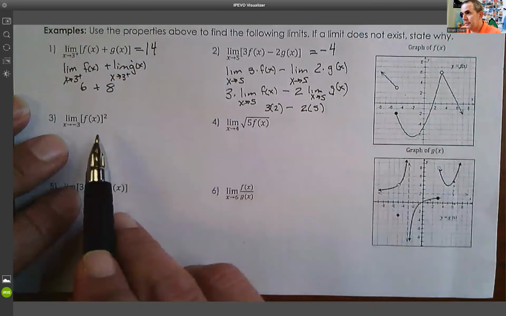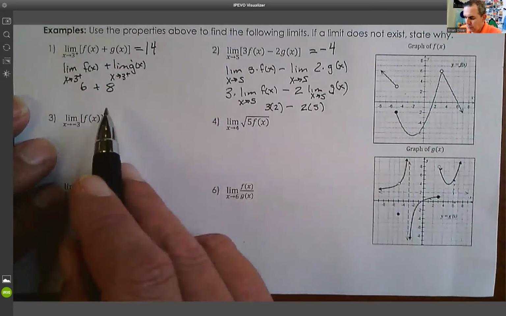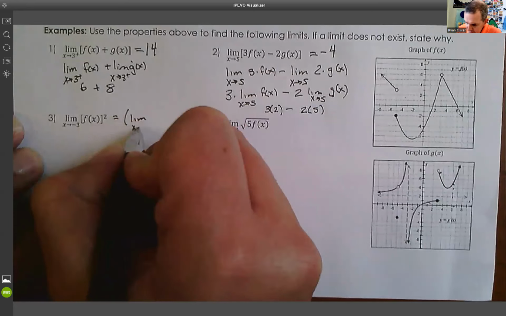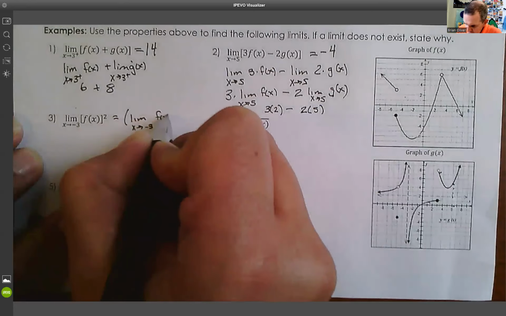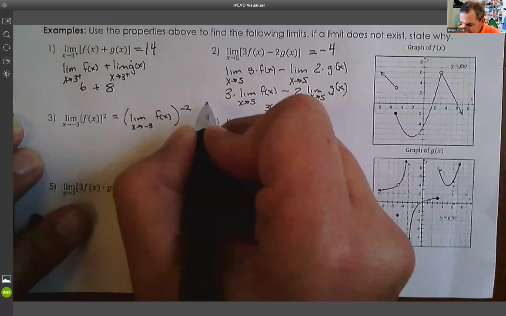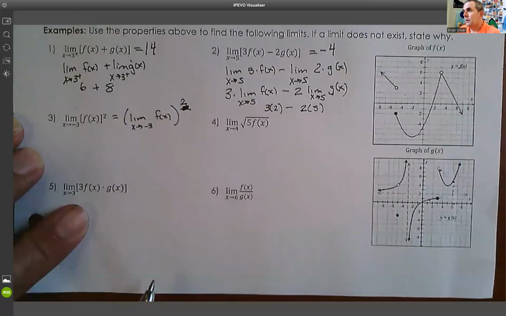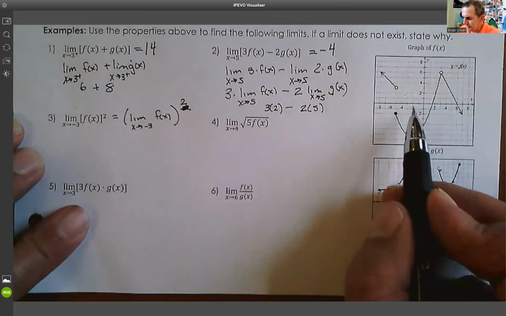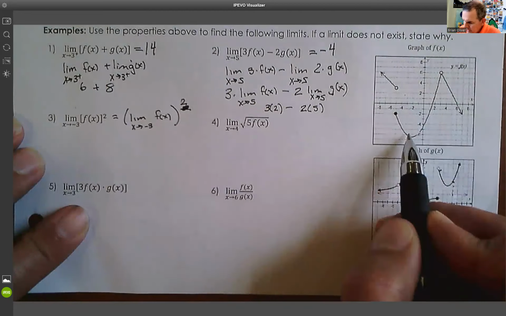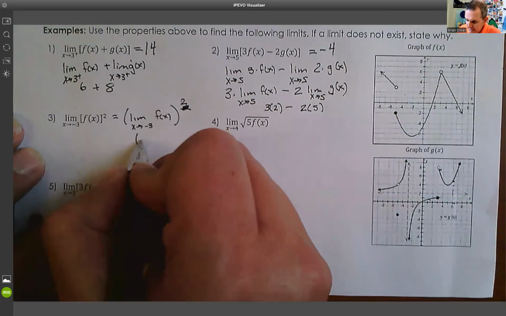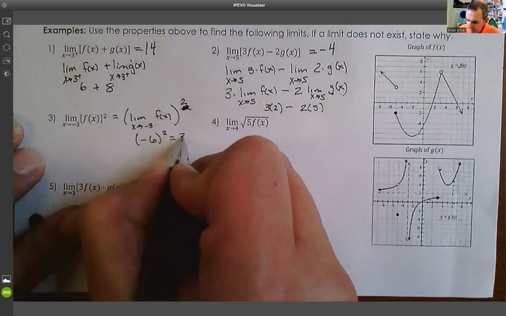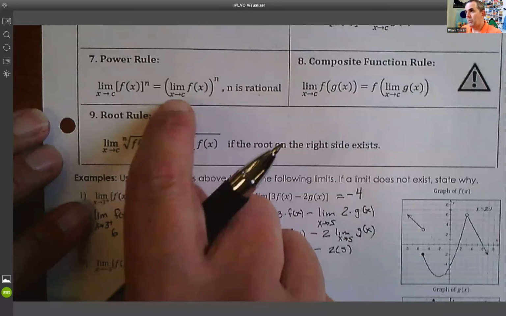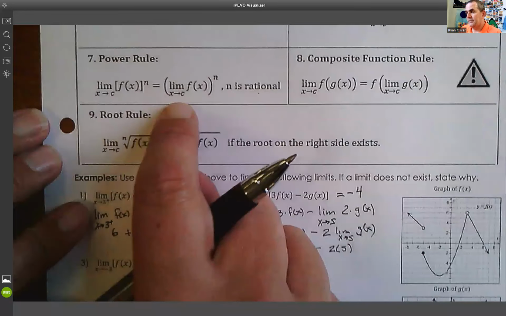Process follows for all of these. So now this says the limit of f of x squared. Well, what I can do is actually rewrite this as the limit as x approaches negative 3 of f of x, the whole thing squared, not negative 2, the whole thing squared. And I can go and take a look and see that as we approach negative 3 here, you're going to see that this guy actually approaches negative 6. So negative 6 squared in the parentheses is 36. So what I did there is I used this power rule. I can take a power here and bring it out.